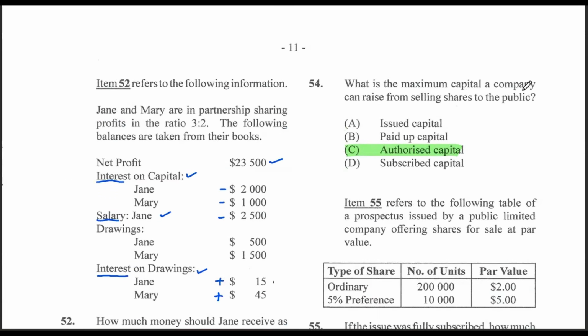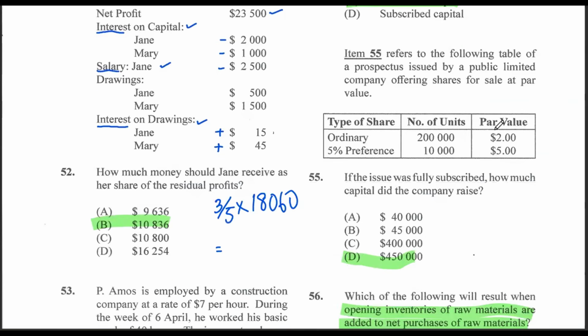What's the maximum amount of capital a company can raise by selling shares to the public? Well, you all know this is your authorized share capital. Question 55. If the issue is fully subscribed, how much capital did the company raise? Right, so companies selling ordinary shares, 200,000 ordinary shares at $2 each, that's $400,000. 5% preference shares, 10,000 at $5, that's $50,000. So 400,000 plus 50,000 is going to give us 450,000, D, as our answer.